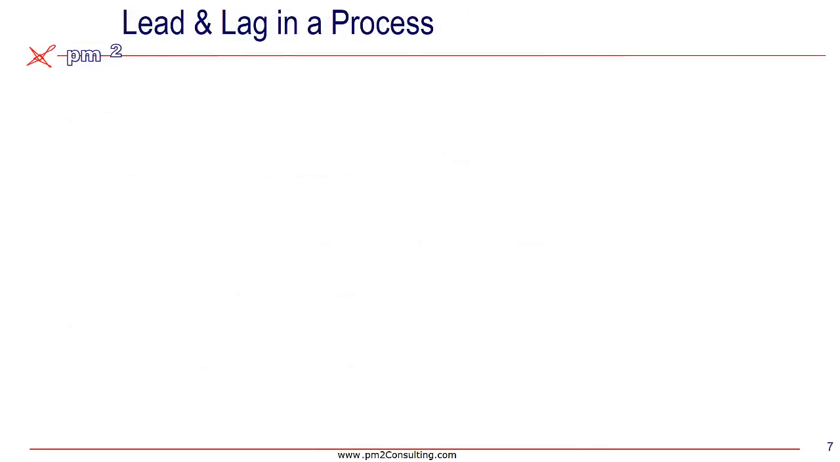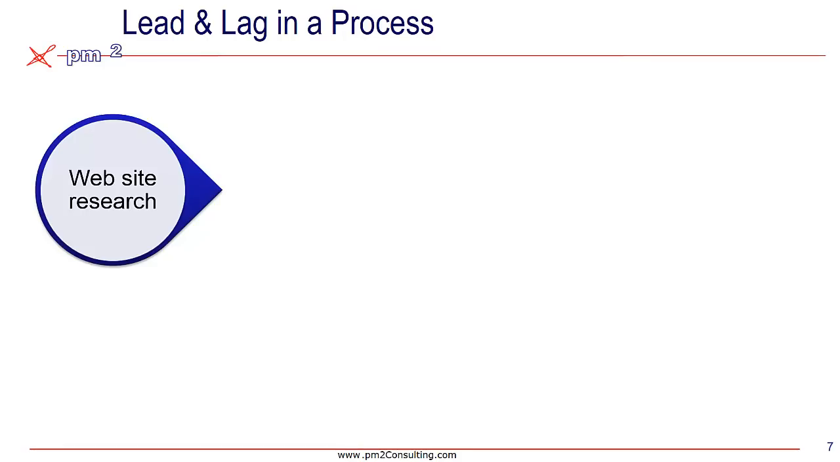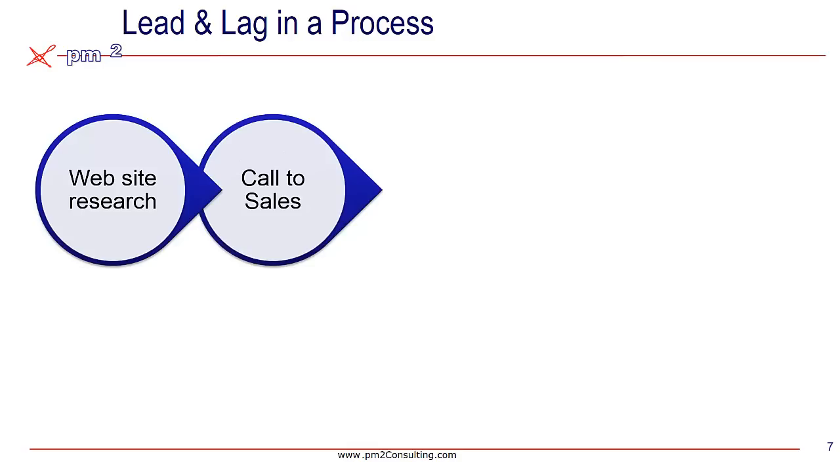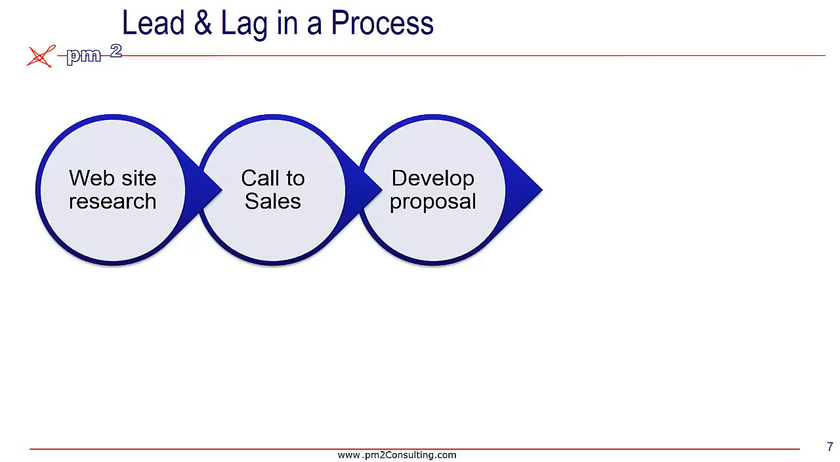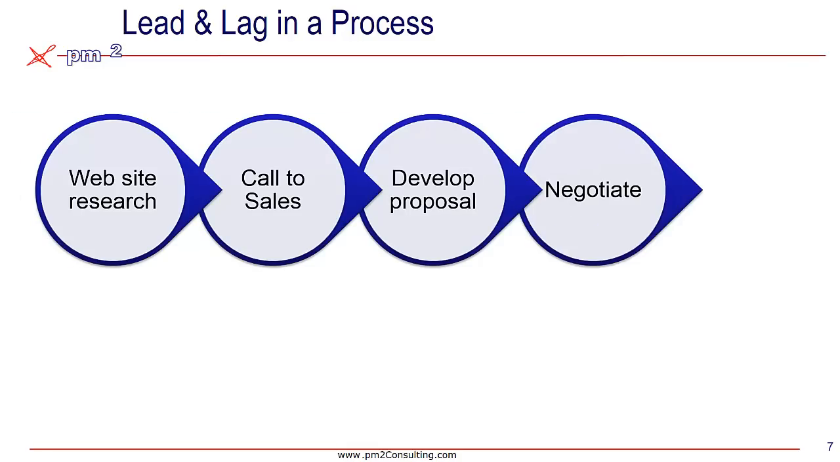So let's take a look at how these things work. If I take a look at, say, a sales process, maybe to begin with, our customer does some sort of research on us on the web. From there, they call our sales department. The sales department develops a proposal. Eventually, they negotiate with the customer, and eventually they close the sale. So that's the value stream.